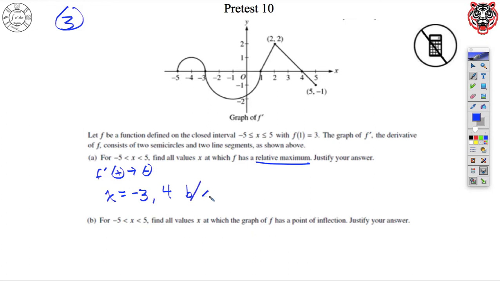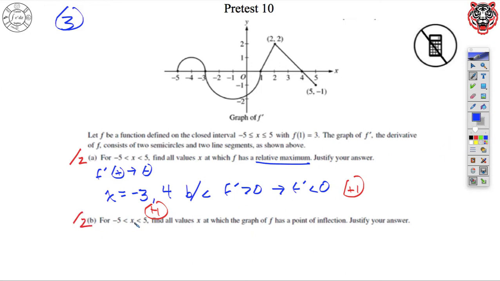So the justification is because f prime went from a positive and f prime turned into a negative after that point. And you can say this in words as well. All right, score yourself plus 1 if you have the justification right here, and then plus 1 if you got both those points, negative 3 and 4. That is out of 2 points. Part B, I already know it's going to be out of 2 points. Let me start solving this.